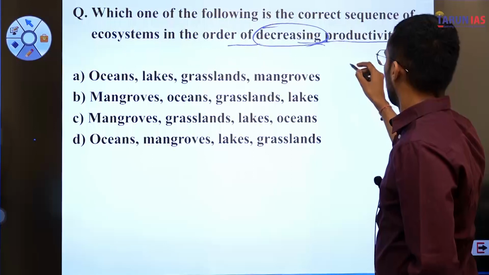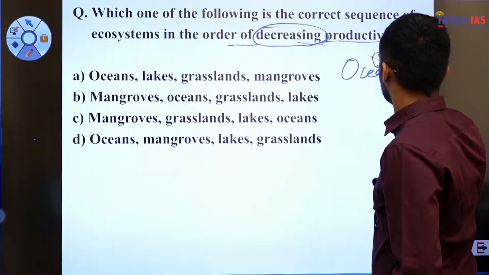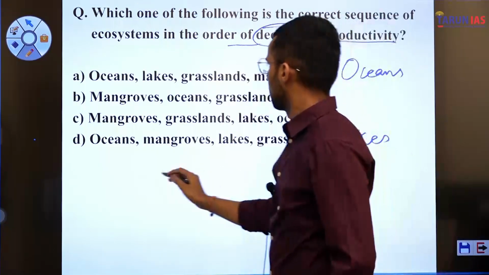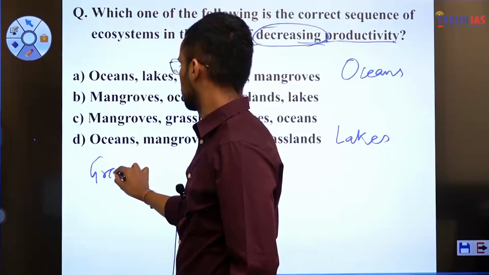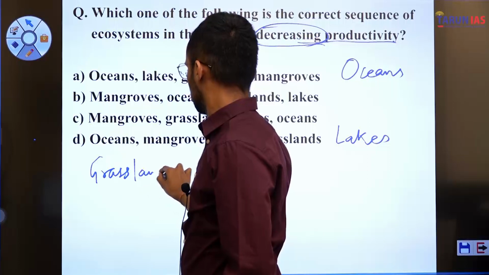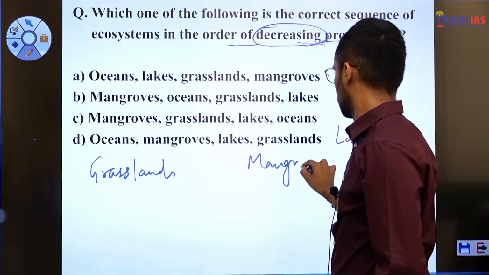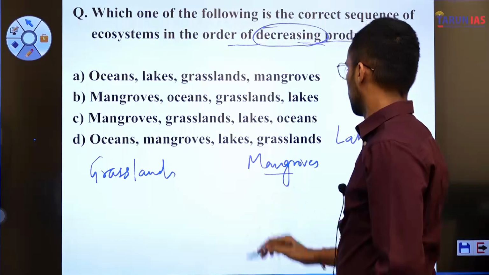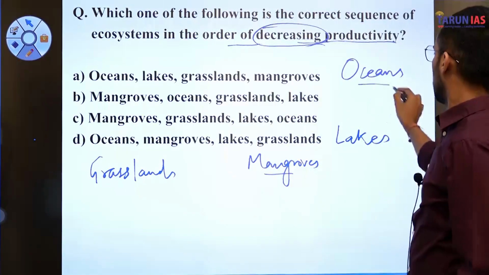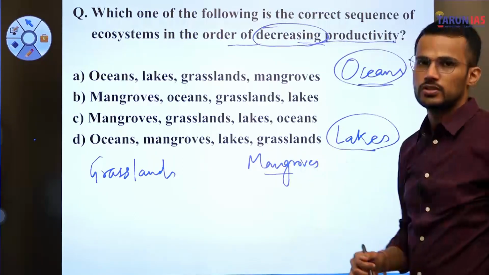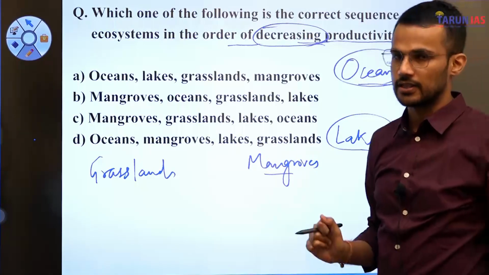Fine. So basically, there are 4 ecosystems that are considered by this particular question. They are oceans, lakes, grasslands, and mangroves. And the productivity of these 4 ecosystems is being considered in this question.